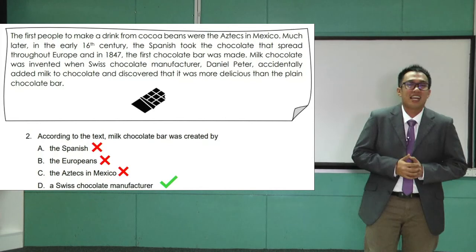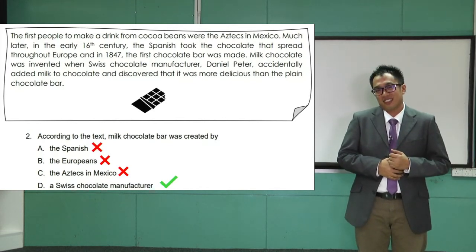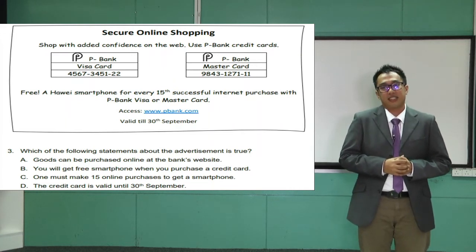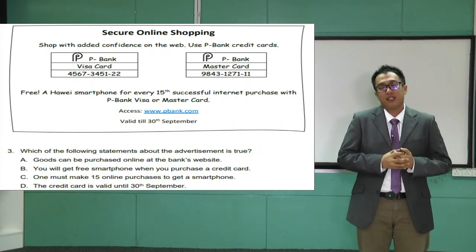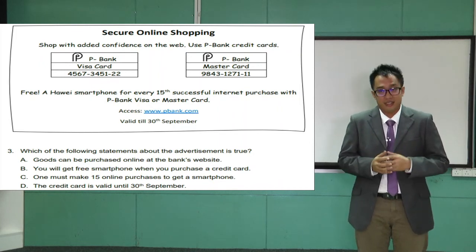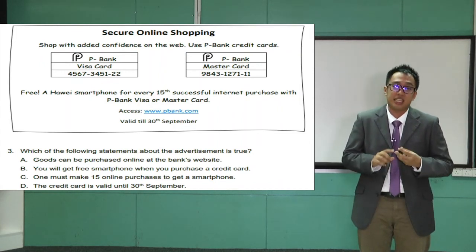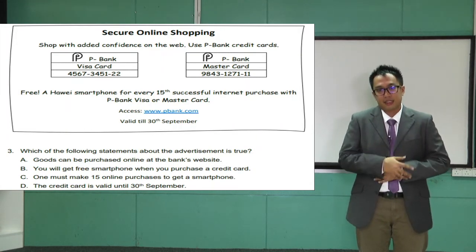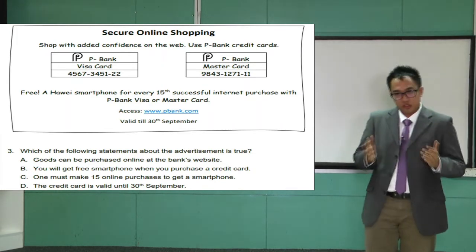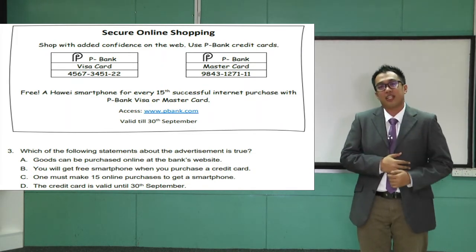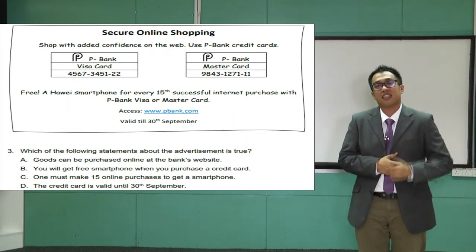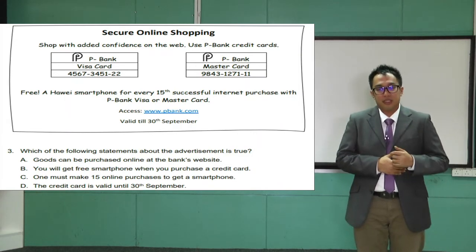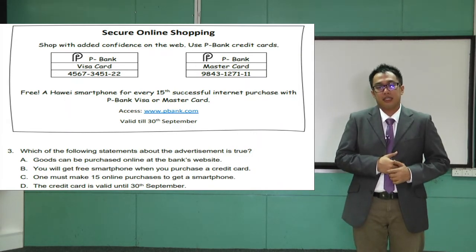Very good. Alright, so let's try another question, shall we? So this is another sample question that you can see on screen. So like the previous one, you have to read the question first. Read the question, read the answers A, B, C, and D, and then you start reading the graphics or the text. So in this case, let's try. If you want to answer this one first, you can pause this video, try to find the answer, and then press play again. Okay, which of the following statements about the advertisement is true?